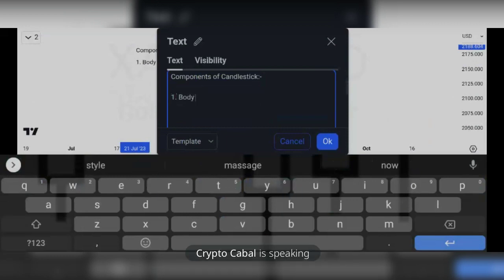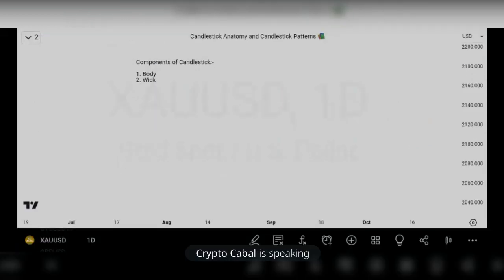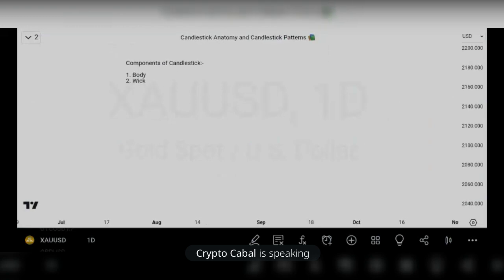The body and the wick. Now, when we are talking about the body of the candlestick, how does the body of the candlestick form? The body of the candlestick represents the price range between the opening and the closing price of a particular candle during a specific period. Now, we have two types of candles. We have the bullish candle and we have the bearish candle.